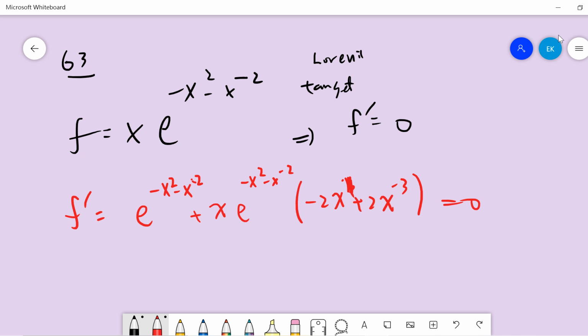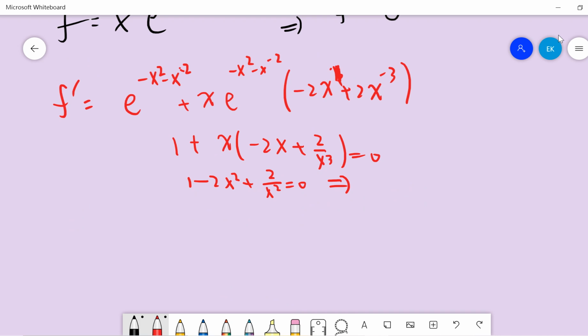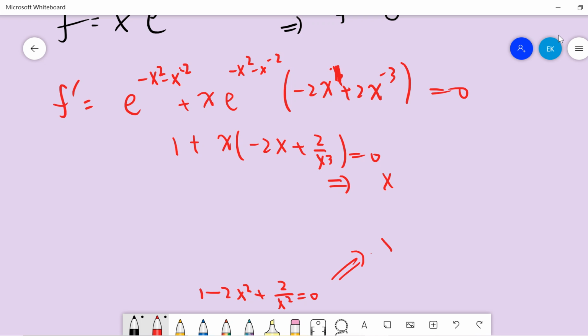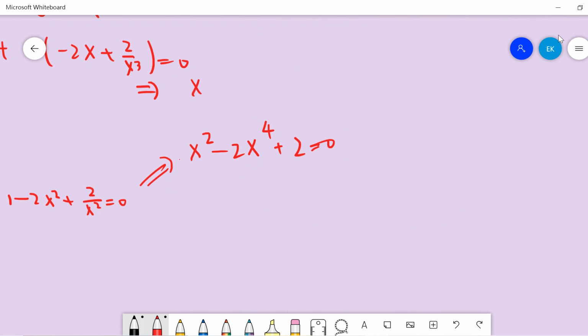Set it to be 0, so we have 1 plus x minus 2x plus 2 over x cubed. Okay, so we solve this. We have 1 minus 2 over x squared plus 2 over x to the fourth equals 0. So multiplying through, we get x to the fourth minus 2x squared plus 2 equals 0. So we need to solve this.